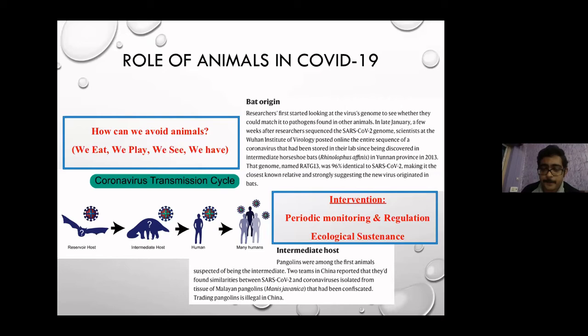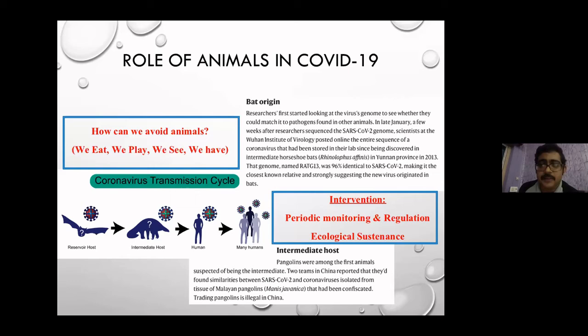Now the question is, how can we avoid animals? Now, many of us know that China is a very big consumer of wildlife animals as food. So we use animals, we eat animals, we play with animals, we see animals, and we have animals. So is it really possible to be apart from animals, because ultimately human beings are also part of mammals, being considered in the animal kingdom?